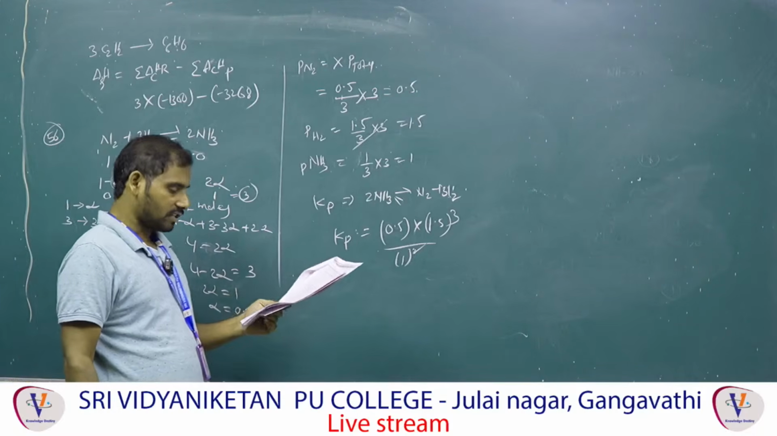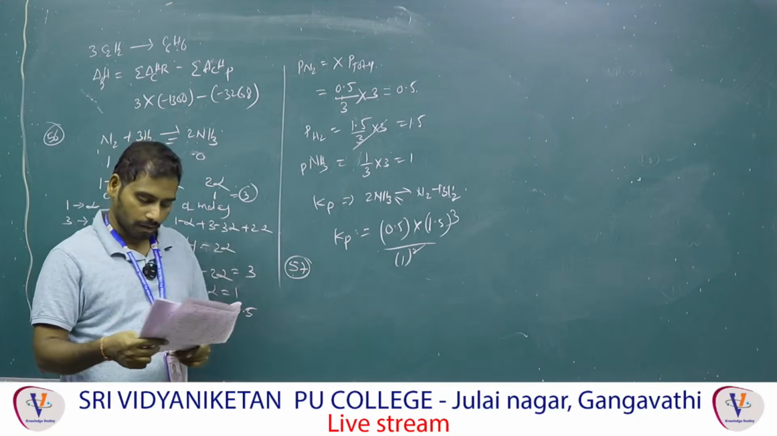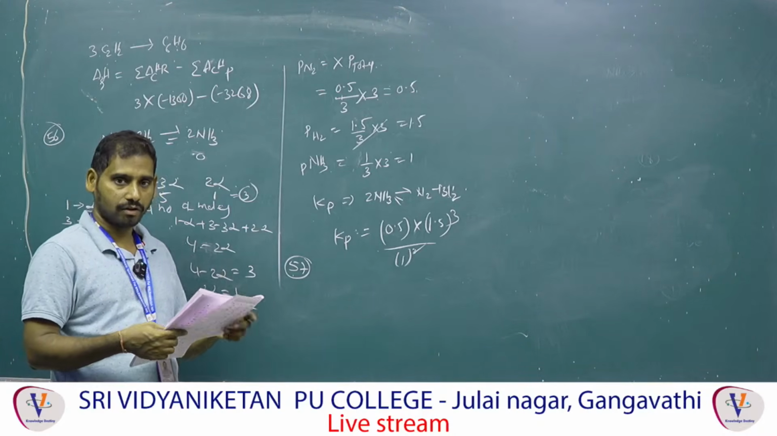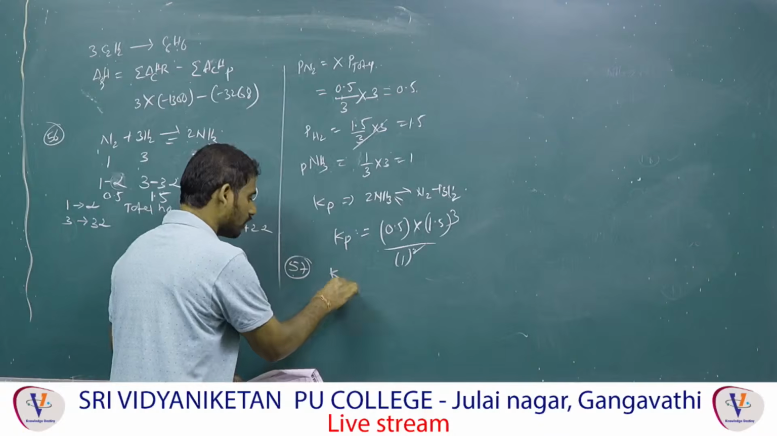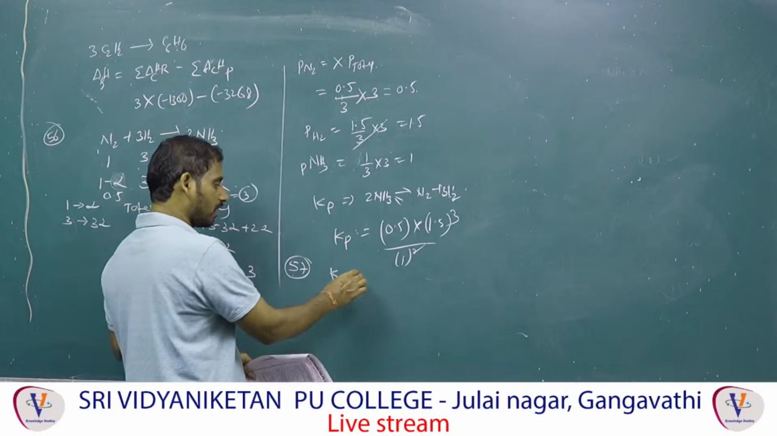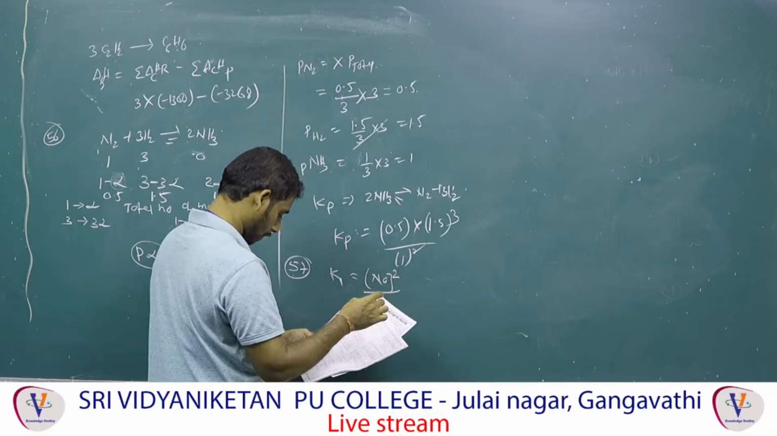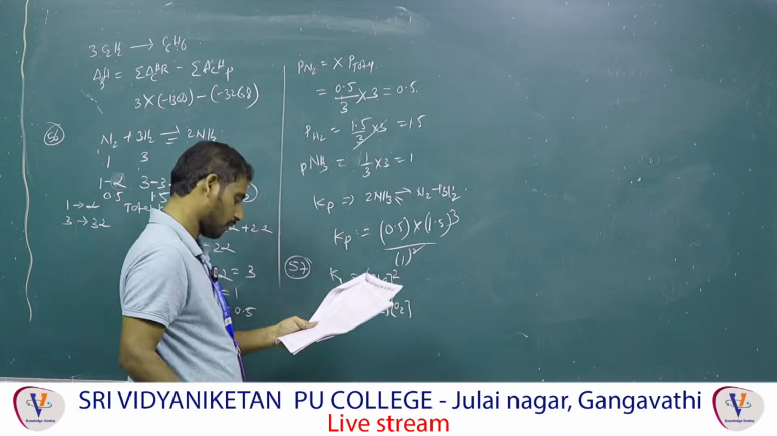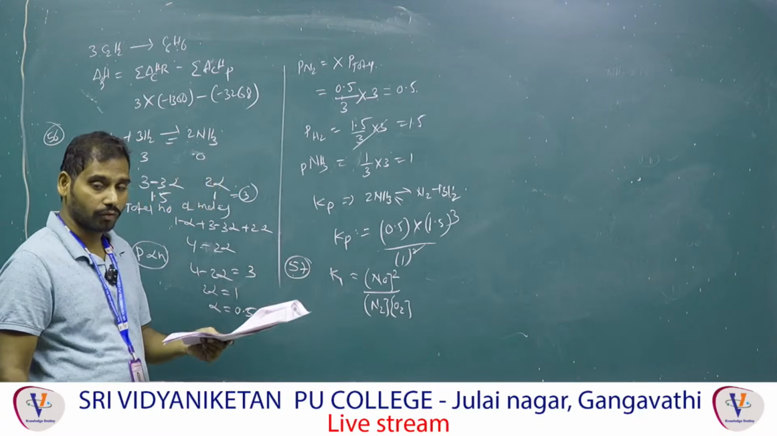Next one, 57. I will give one hint, then you identify. First K1, K2, K3, K4 are given, right? These are equilibrium constants. First you have to write all four equilibrium constant expressions. K1 means product concentration by reactant concentration. Product first, NO power 2, by concentration of N2 and concentration of O2. This is K1.